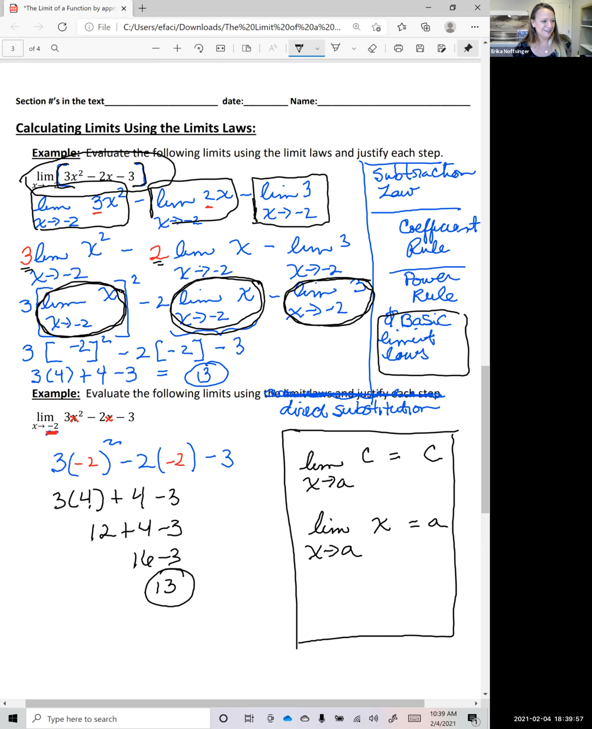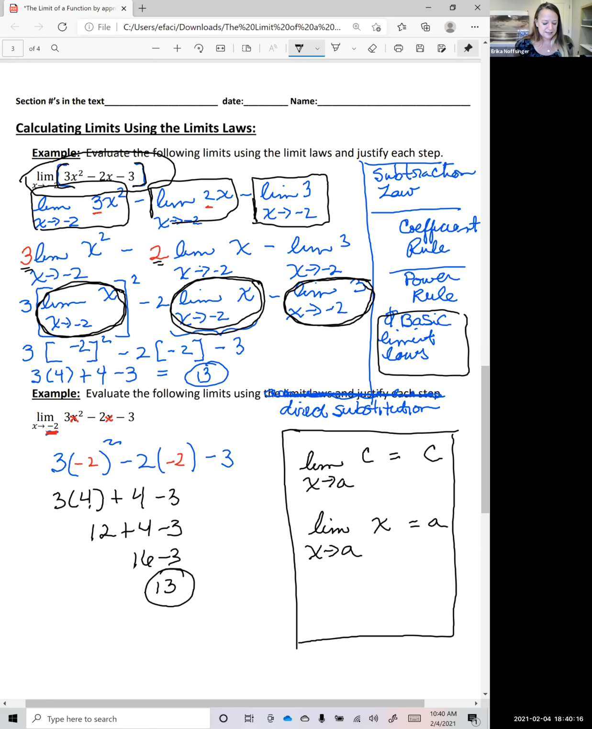I have a question. Sorry. Another question. So when you did the subtraction law and then the coefficient and then the power, is there a set order that you should go for, or would it have worked if it was out of that order? Does that make sense?